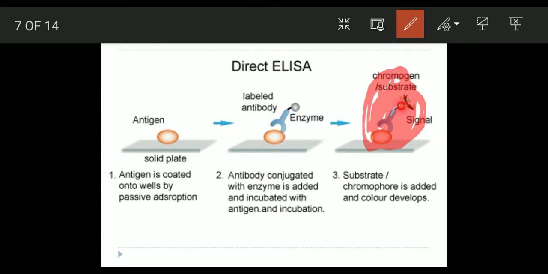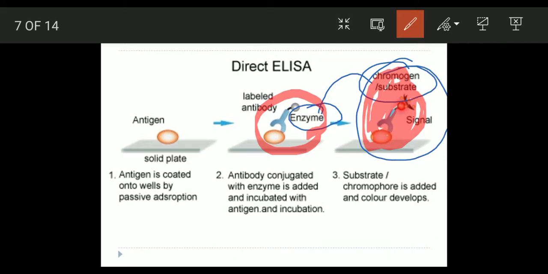Okay guys, this is the basic idea, the basic concept here. What happens is there is the enzyme linked antibody and antigen interaction, and then later on we add a chromogen or substrate. This substrate will react with the enzyme and form a product, and that product gives a color change in the system, and that indicates a particular antibody in the serum. This is the basic idea, the basic concept.